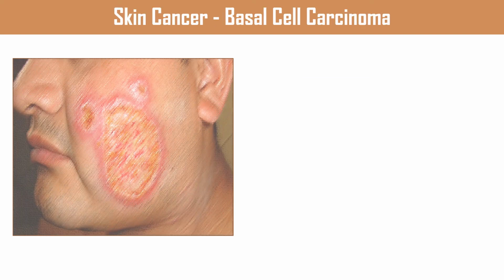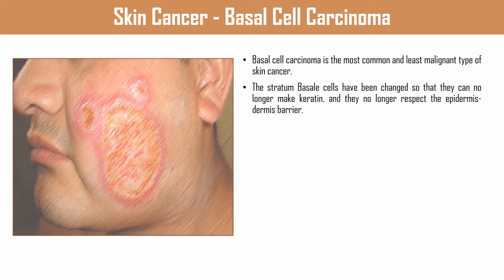Basal cell carcinoma. The figure represents one of the types of basal cell carcinoma. Basal cell carcinoma is the most common and least malignant type of skin cancer. The stratum basale cells have been changed so that they can no longer make keratin, and they no longer respect the epidermis barrier or dermis barrier. They spread throughout the dermis and subcutaneous tissue, proliferating.